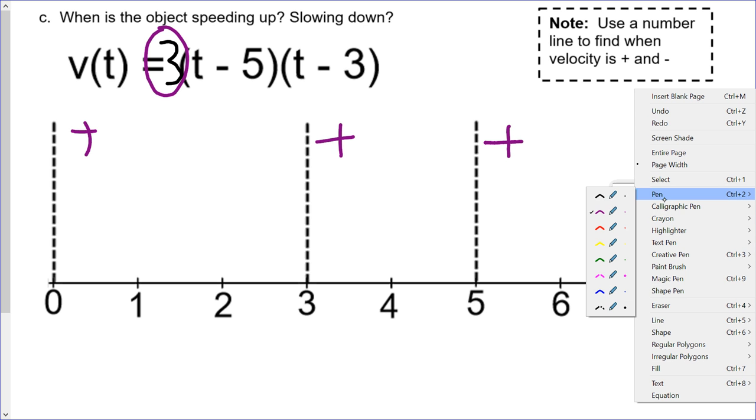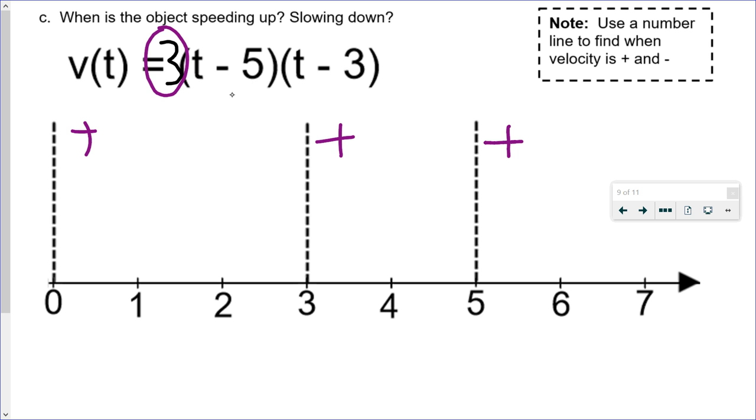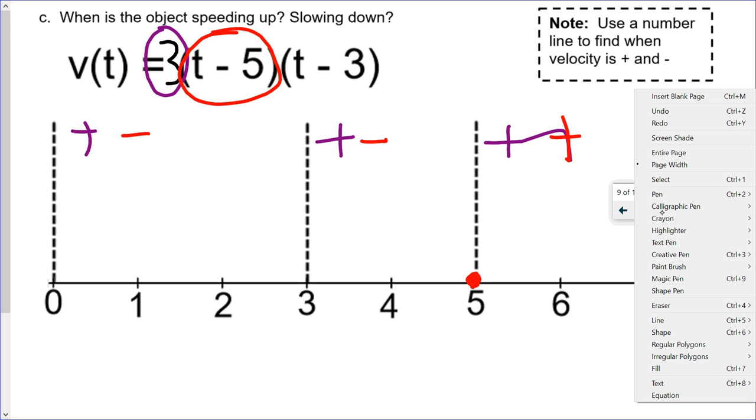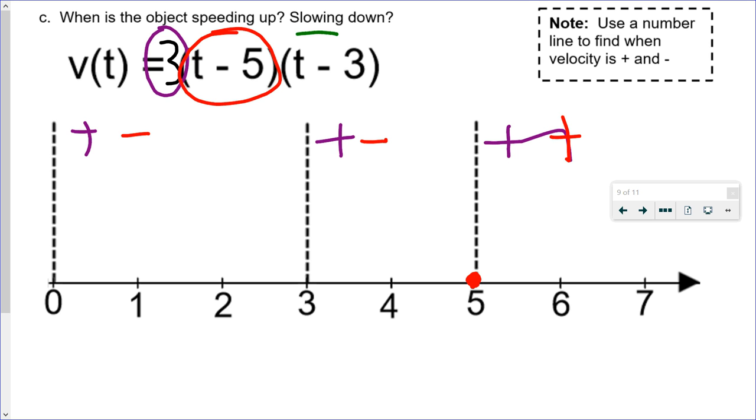Let's look at my first factor, which is t minus 5. So t minus 5 is 0 when t equals 5. So right there, that factor is 0. So to the left of 5, the factor will be negative. To the right, it will be positive. Okay, let's look at my next factor. Let's look at t minus 3. So t minus 3 will be 0 right there at 3. So 3 minus 3 is 0. So to the left of 3, t minus 3 will be negative, and to the right it will be positive.